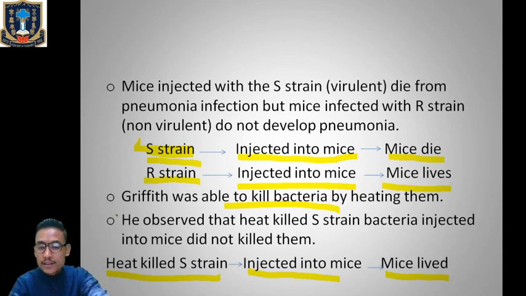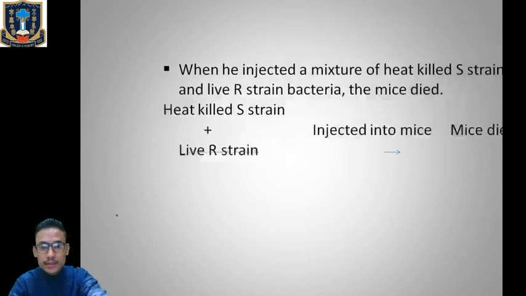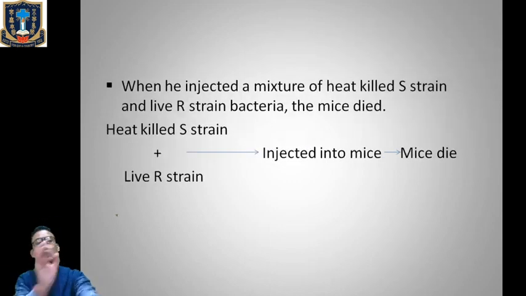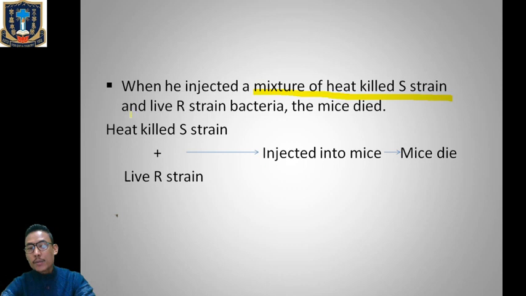Now in the fourth case, what he had done, listen very carefully, he injected a mixture of heat killed S strain and live R strain, because R strain is non-virulent. Even this heat killed S strain is also non-virulent. So when he injected the mixture of heat killed S strain and live R strain into the body of the mice, what happened to the mice?